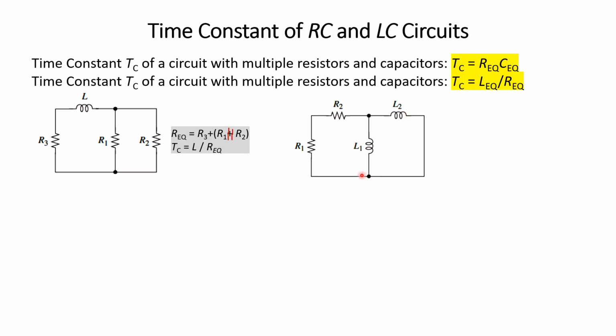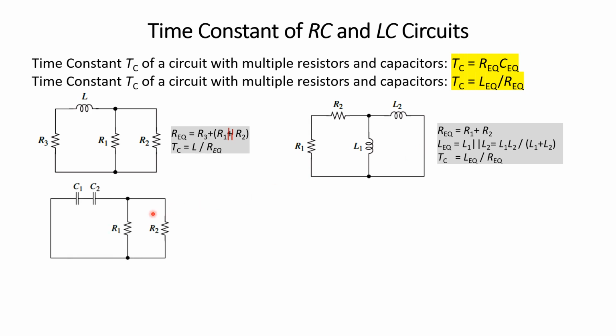Now in this case we have two inductors and two resistors. We find equivalent inductance and equivalent resistance. The resistors are in series and these two inductors are in parallel. This end of both inductors is connected together, and the other end of L2 is connected to the other end of L1, so this is a parallel combination of inductance. So we find the equivalent inductance and equivalent resistance in order to find the time constant of the circuit. We have a third circuit, we do the same. We find the equivalent capacitance.